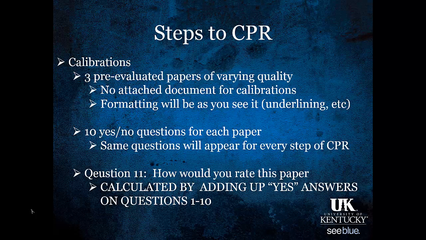The last question for all the calibrations, the peer review, and the self-assessment is, how would you rate this paper? This question is not subjective. That means we don't ask you to think about the style of the writing or the way it was written and give, your opinion of the paper. We ask that you add up the number of yes answers that you gave on questions 1 through 10 and use that as a score out of 10. So if you gave 8 yes answers, the score would be 8.